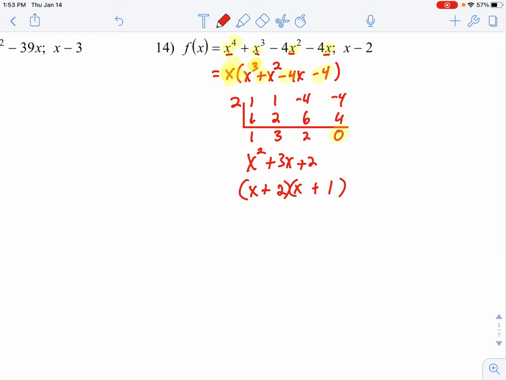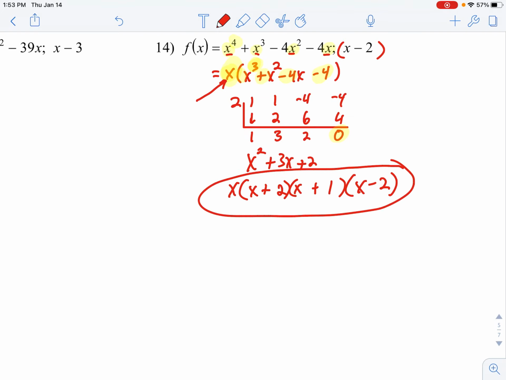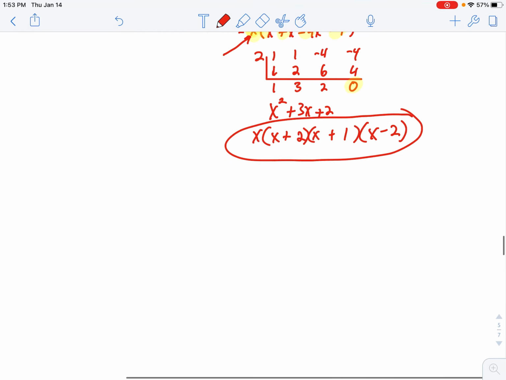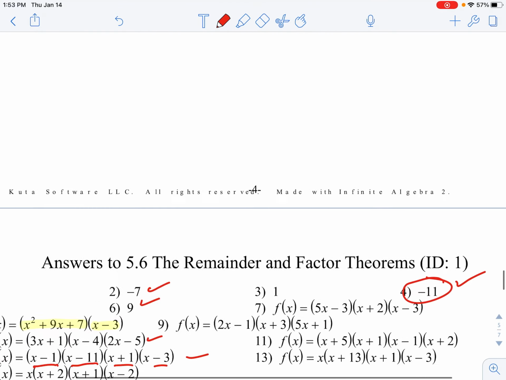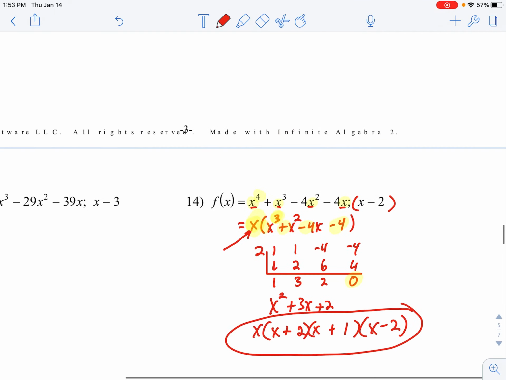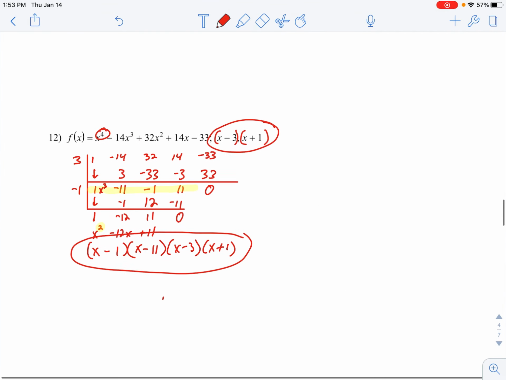We have the original factor, which was given, which was x minus 2. And we have this extra x right here, which I said to just set aside for a minute. But that x did get factored out, so we still have to attach it to the final answer. And there it is. Number 14, completely factored, should look like that. Let's check number 14. X plus 2, x plus 1, x minus 2, there it is. So it's potentially tricky.